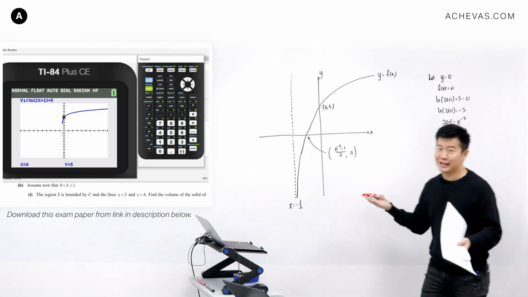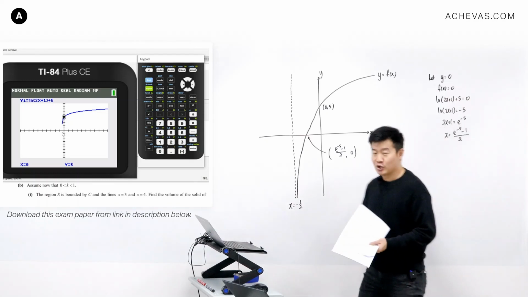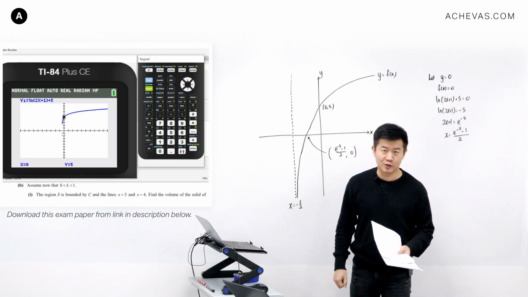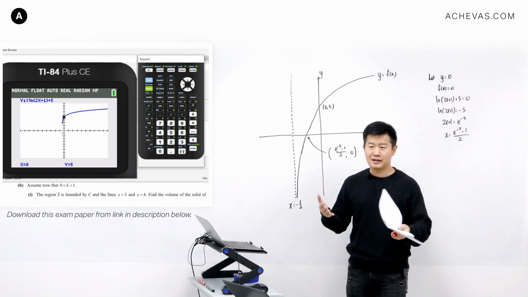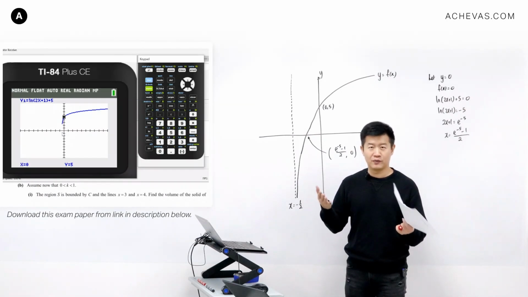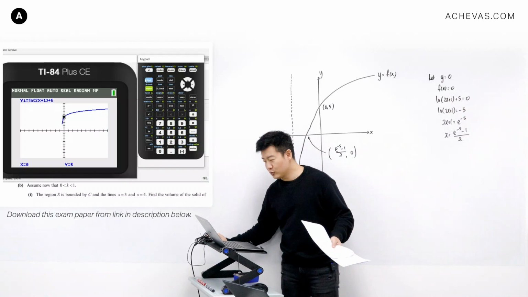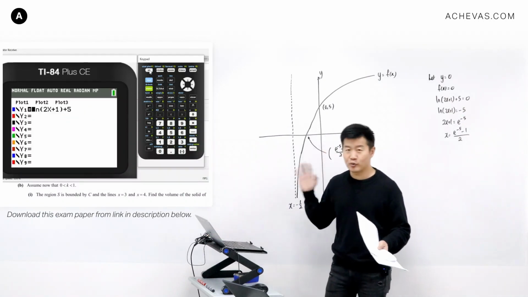But this question actually gave us the expression for f(x). So why not? Let's try to make use of our calculator. Let's see whether we can get a glimpse of how the graph of 1 over f(x) looks like. And how I'm going to be doing that is I'm going to go back to my graph.